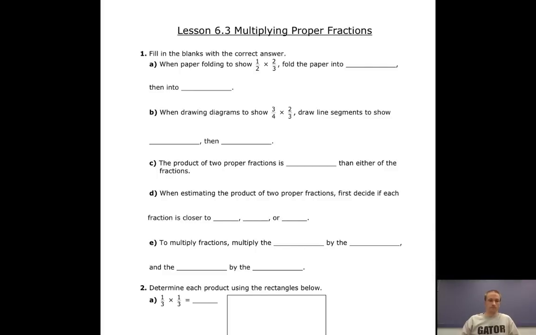So first, let's fill in some blanks to get the idea of how this multiplication of proper fractions can be done. So first of all, when you are looking to show how to do 1/2 times 2/3, first of all, you would fold the paper into thirds horizontally, and then into halves vertically.